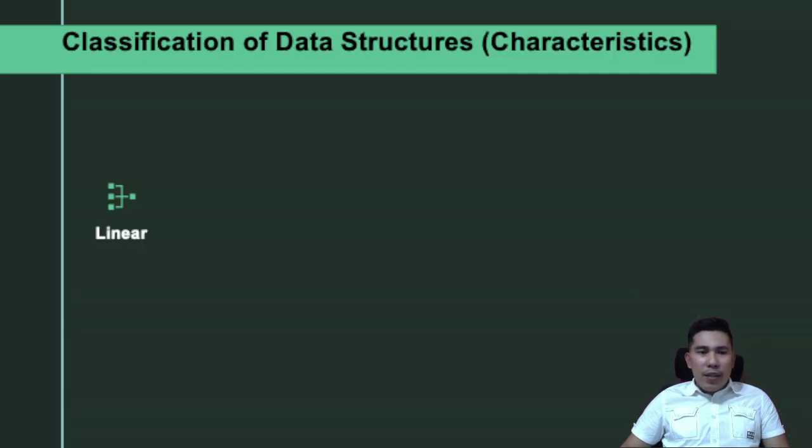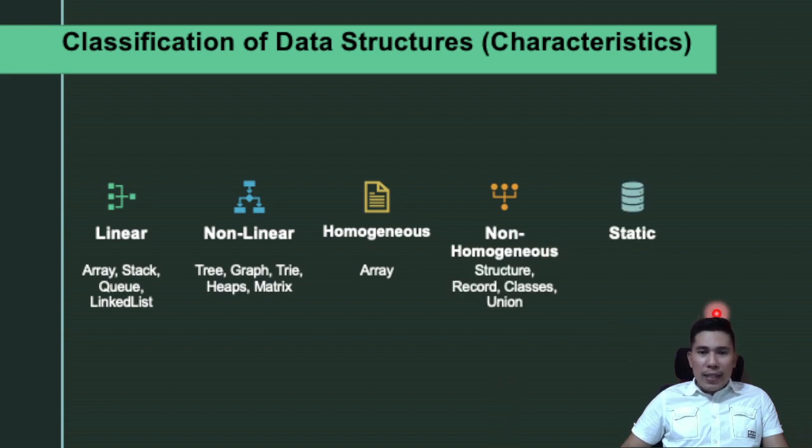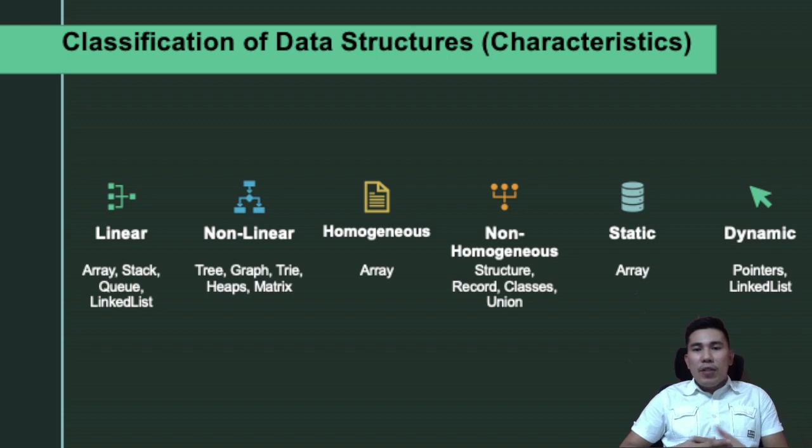Now, here is the classification of data structure. So we have linear, nonlinear, homogeneous, non-homogeneous, and we also have static and dynamic. Now, let us discuss it one by one. So again, the data structures can also be classified based on the following characteristics. In a linear data structure, the data are actually arranged in order.